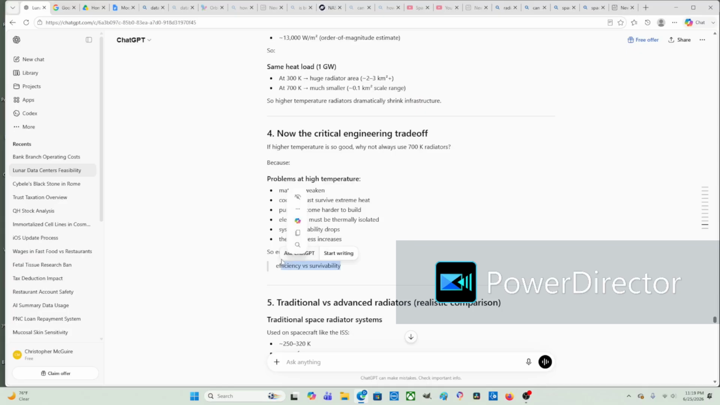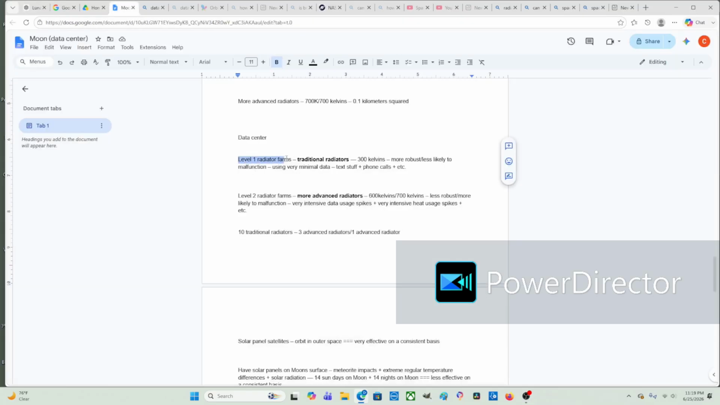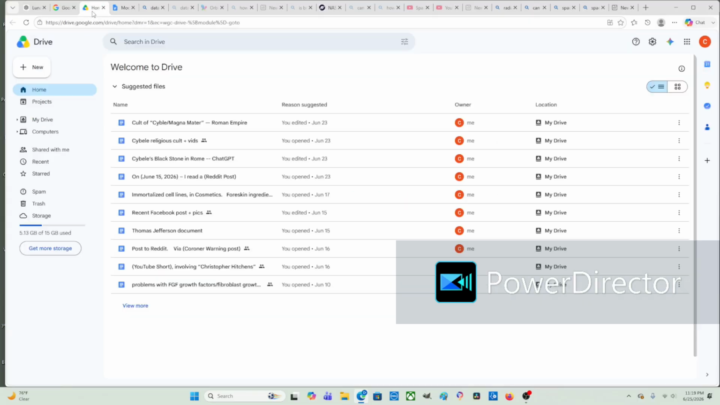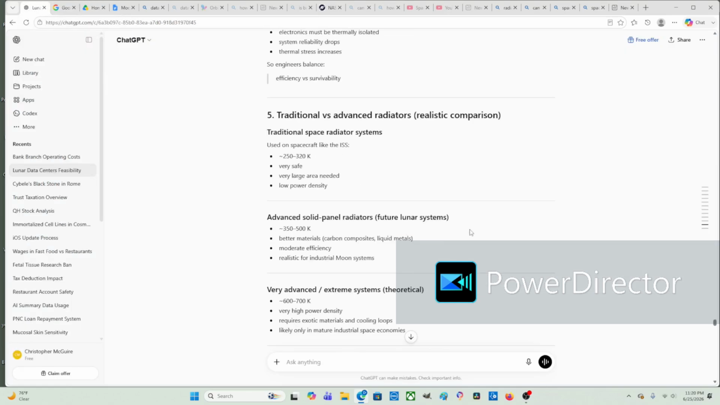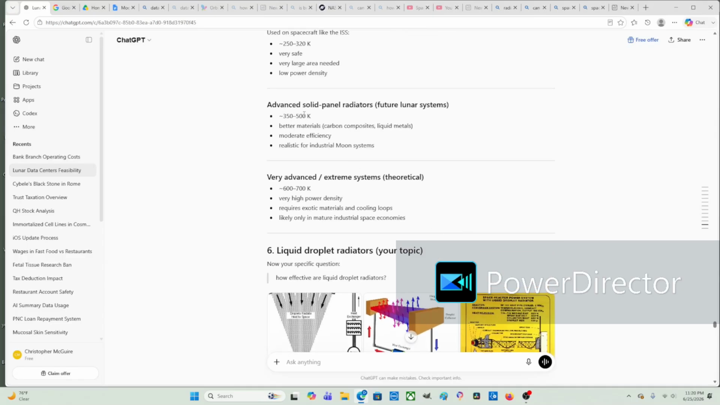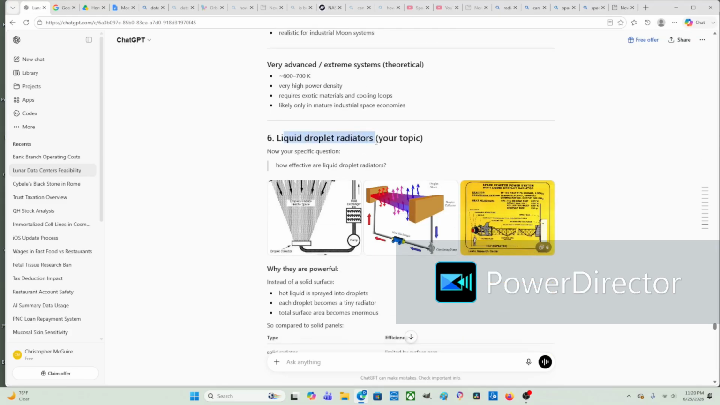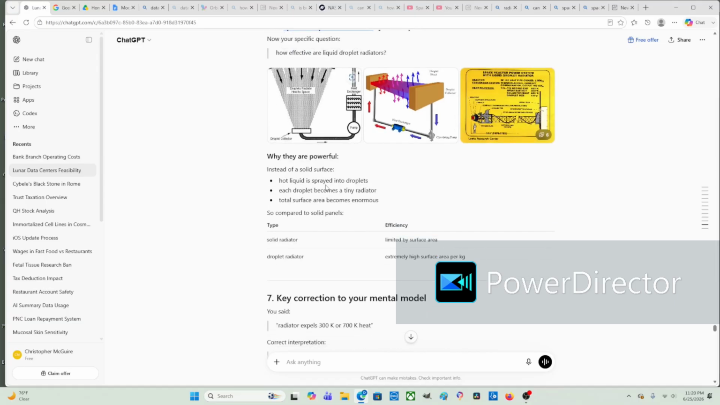They balance efficiency versus survivability. Level 1 radiator farms, traditional radiators, and level 2 radiator farms, more advanced radiators, would correlate to survivability and efficiency. Traditional radiators, more advanced radiators, and liquid droplet radiators, however that is built. Hot liquid is sprayed into droplets. Each droplet becomes a tiny radiator. Total surface area becomes enormous. Like the tiny droplets are mini radiators.